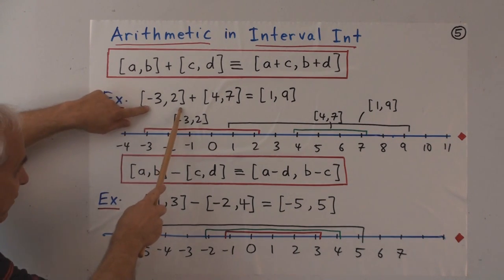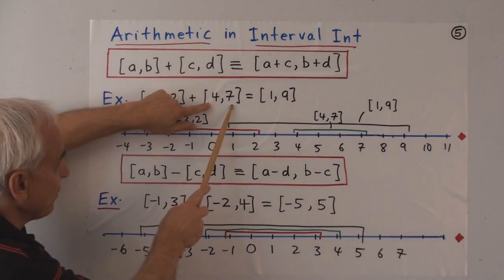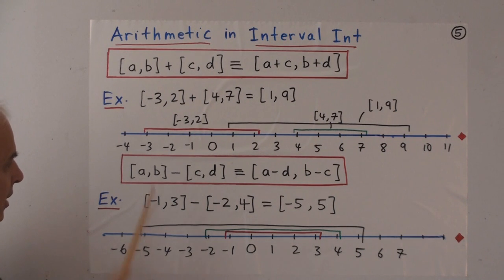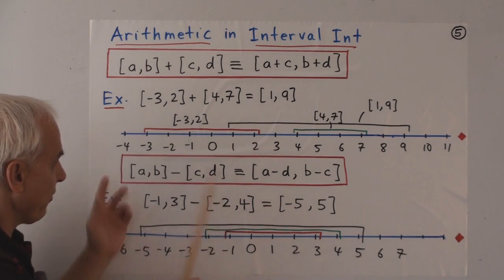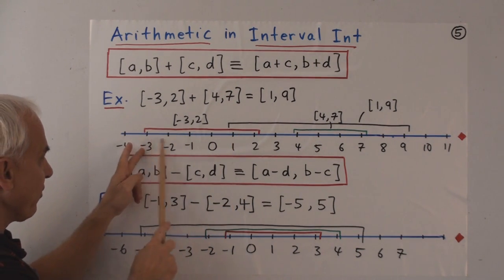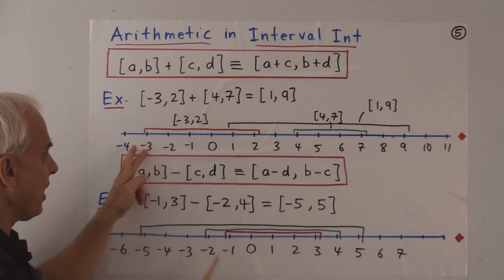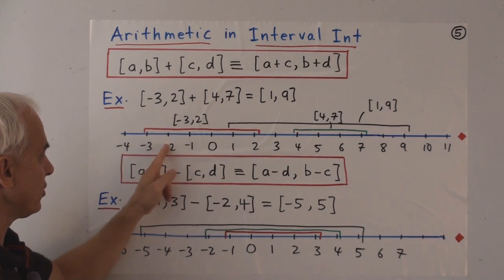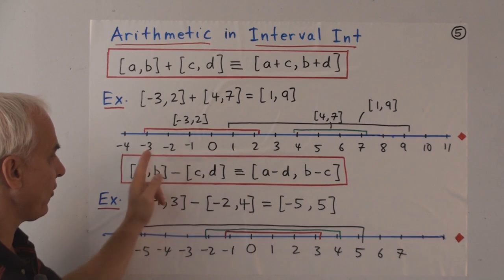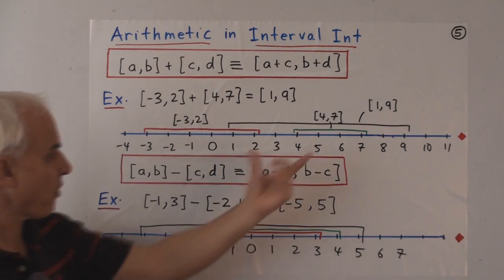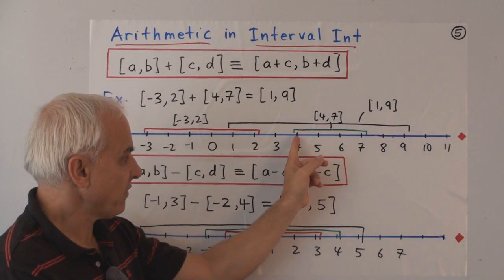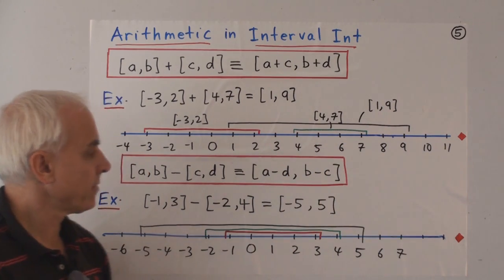Suppose, for example, we have the interval minus 3, 2, and we're adding the interval 4, 7. So there's minus 3, 2, which we can represent geometrically as the range of values from minus 3 up to 2. So 1, 2, 3, 4, 5, 6, any one of those 6 values. 4, 7 represents this range, 4, 5, 6, or 7.